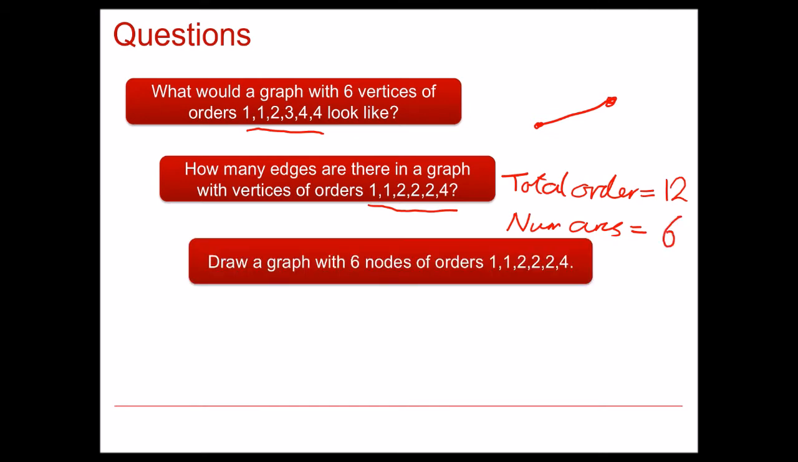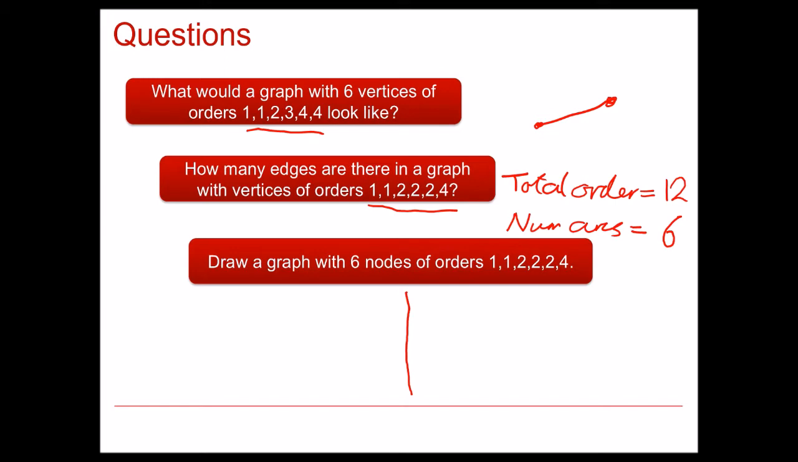And now one more question to consider: can you draw a graph with 6 nodes of orders 1, 1, 2, 2, 2 and 4, if you haven't already? There are at least 2 possible ways of doing this, and in a moment I will show you both of these. So if you really want a challenge, try and do one example where the graph is connected and another example where the graph is not connected. Pause the video now and try that.